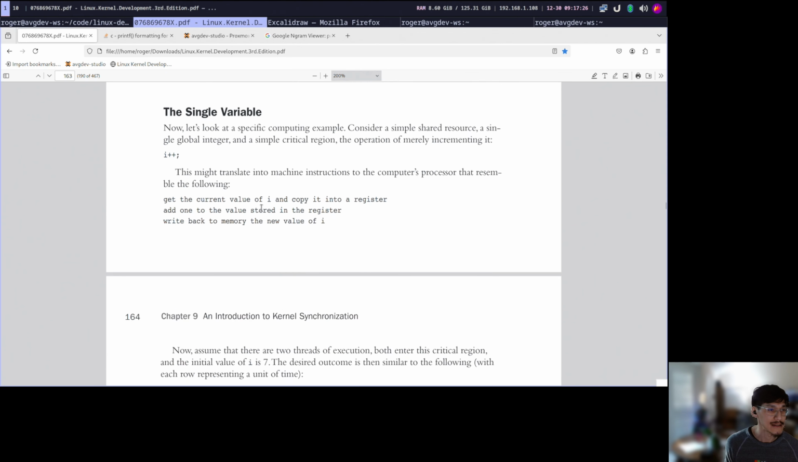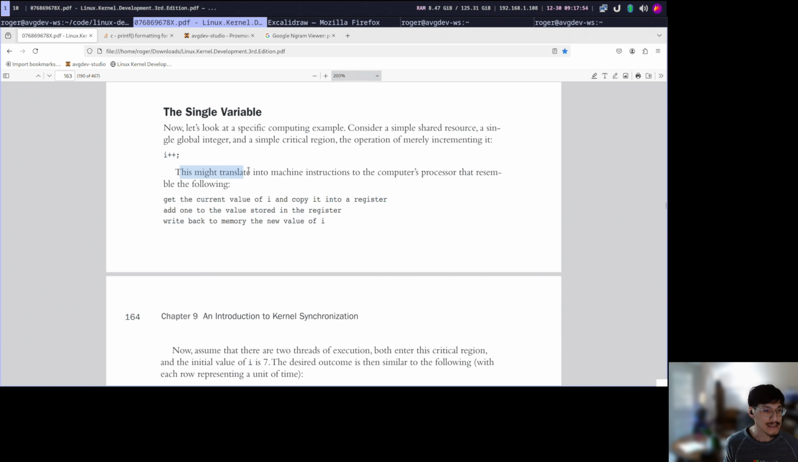Okay, all right, so the single variable. Now let's look at a specific computing example. Consider a simple shared resource, a single global integer, and a simple critical region: the operation of merely incrementing it, i plus plus. So let's just consider this single operation, this single increment of i.